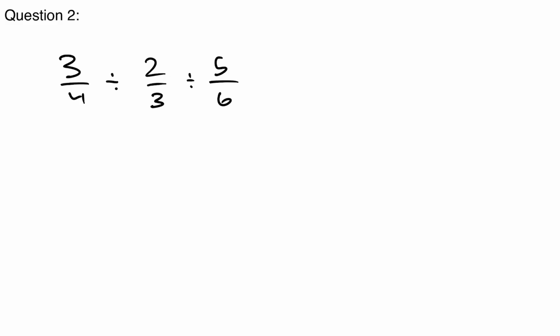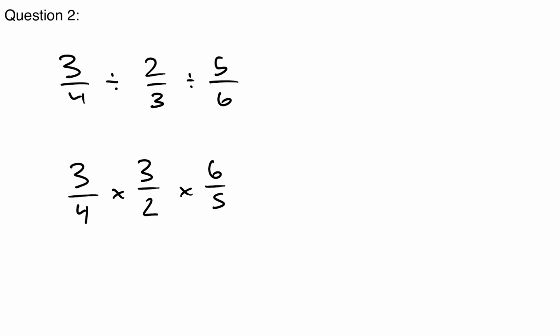Now pause the video and try it on your own, but when you come back, you'll see that the process remains the exact same. We're going to keep, change, and then flip. So we're going to keep the first fraction the same. It's going to stay 3 over 4. And then we're going to change all the division signs to multiplication, and we're just going to flip the remaining fractions. So 3 over 4 times 3 over 2 instead of 2 over 3 times 6 over 5 instead of 5 over 6.